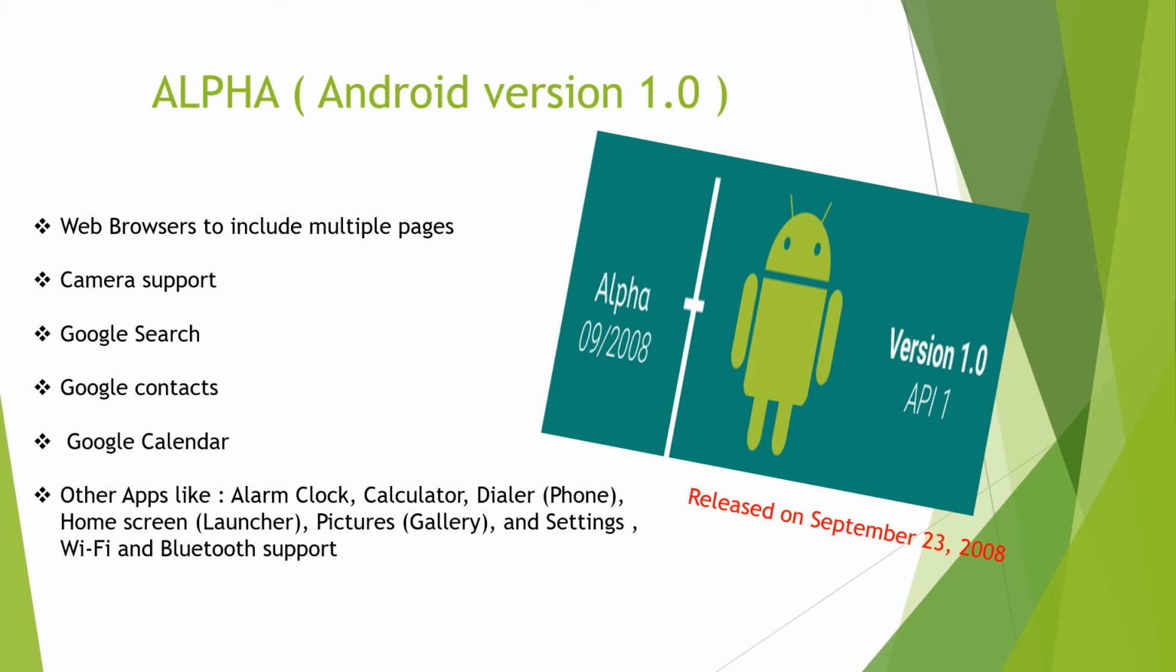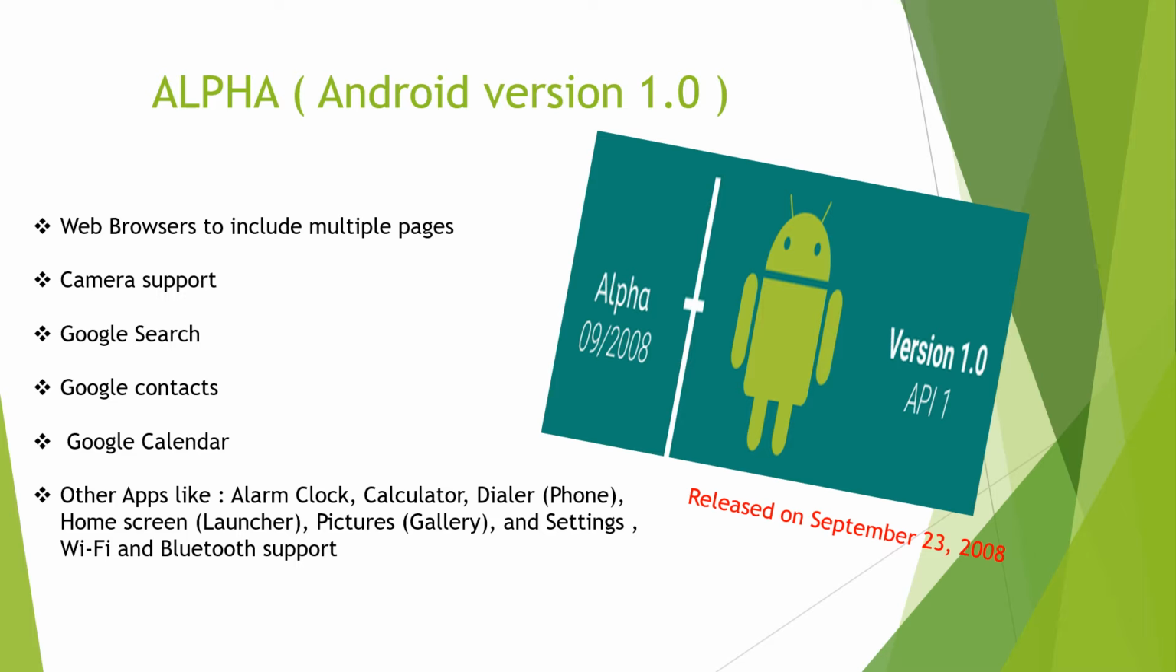Android 1.0 was the first commercial version of the software, also known as Alpha, which was released on September 23, 2008. Let's see some of the features introduced in this first version. Web browsers to include multiple pages. So web browser support was added where you could zoom HTML and XHTML web pages, and multiple pages would show up as windows. Camera support was also added. However, this version lacked the option to change camera resolutions and qualities, etc.